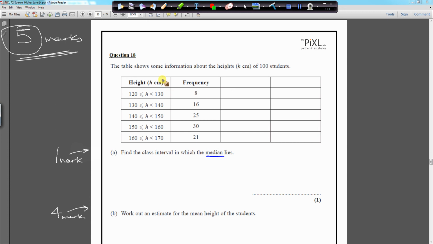Okay, bismillah. Alright, question number 18. Okay, folks, welcome back to question number 18 now. This question is worth 5 marks in total.